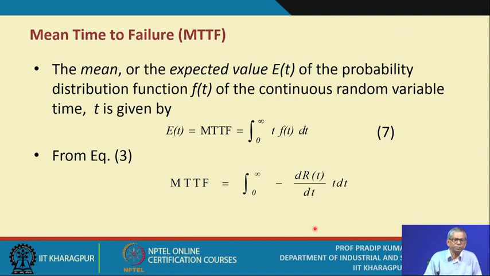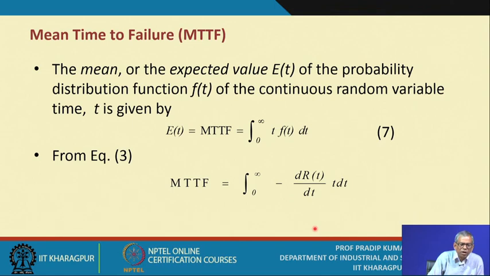Now one important measure related to the reliability function is the mean time to failure. It is one of the measures from which you get an idea about the reliability of the component. So if the mean time to failure is more, you assume that the reliability is more. If the mean time to failure is less, you say the reliability is less.